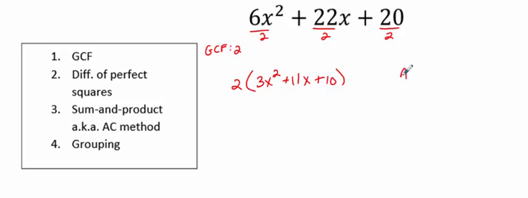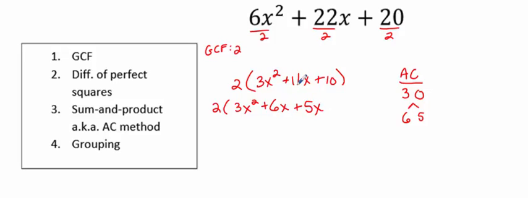In order to do that, we have to multiply a times c. 3 times 10, that's 30. Then what we have to do is come up with factors of 30 that would add to 11. That's going to be 5 and 6. I'm going to put the 6 first. The reason I'm doing that is I feel like it would go better with the 3x squared. So 3x squared plus 6x plus 5x. The 6x and 5x have to add to 11x. And then we have a plus 10.